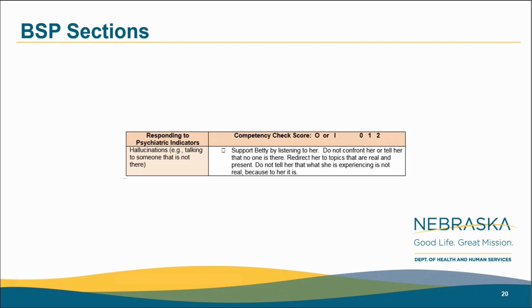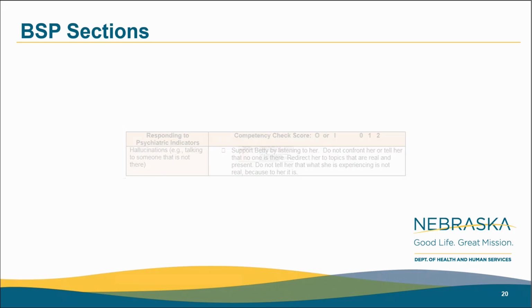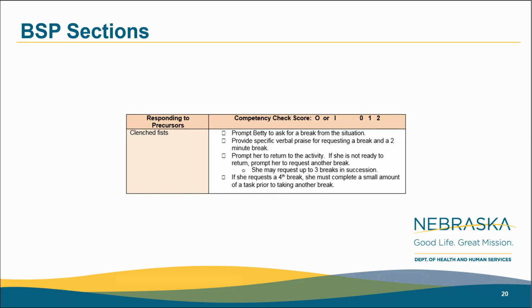For example, you could say something like, "Betty, what would you like to do tonight? Let's talk about our plans for the evening." Other responses to other psychiatric indicators will be listed in this section if applicable to the individual. This section may also contain strategies to help you respond when the individual is exhibiting precursor behaviors. Now remember that precursors are less severe behaviors that tend to occur shortly before the more severe target behavior.